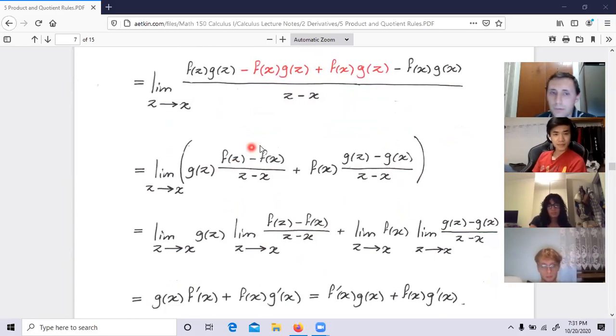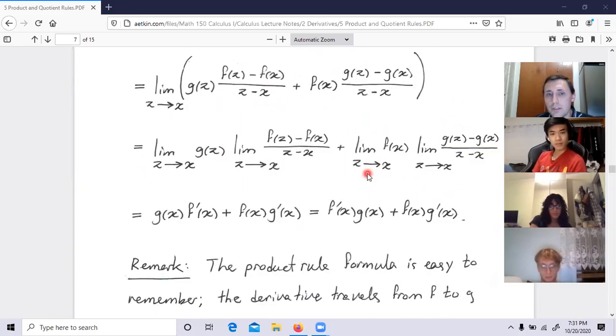So we are, oh, look at it. When I factor it, I recognize the derivative of f. This is the derivative of f, and here is the derivative of g. So then some limits are very easy. As z goes to x, this f of x is unaffected. This limit by hypothesis is the derivative at x. This limit by hypothesis is the derivative of f.